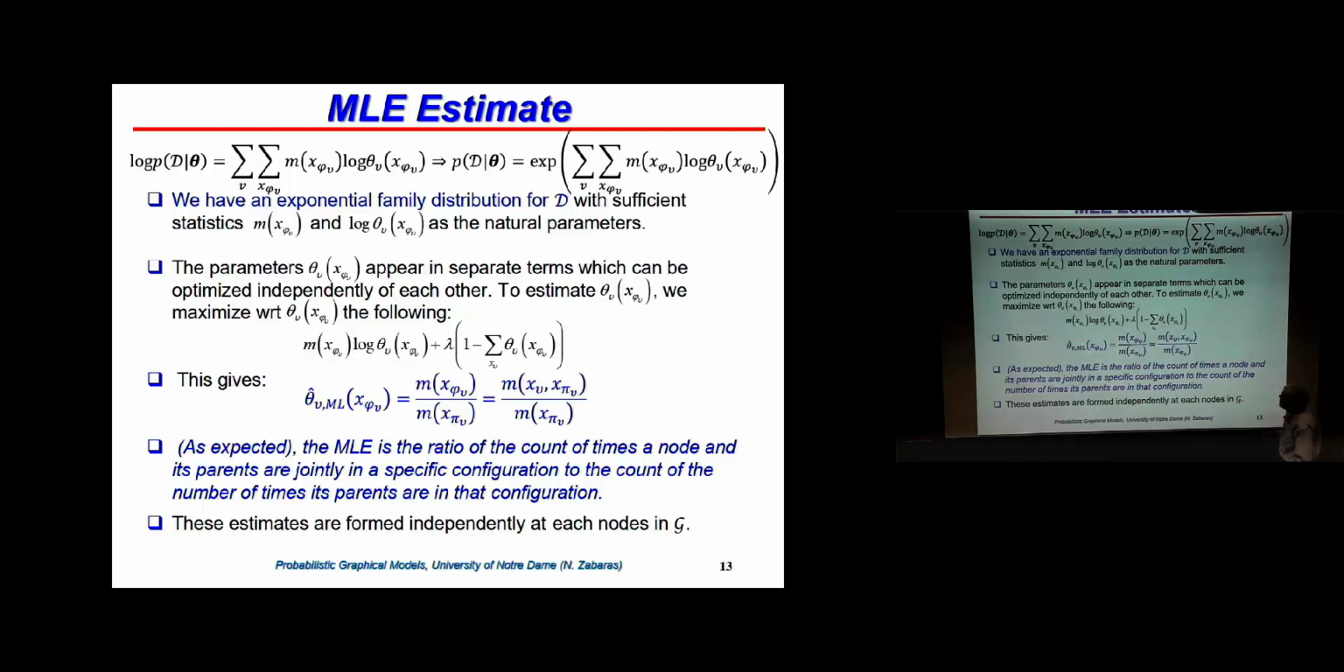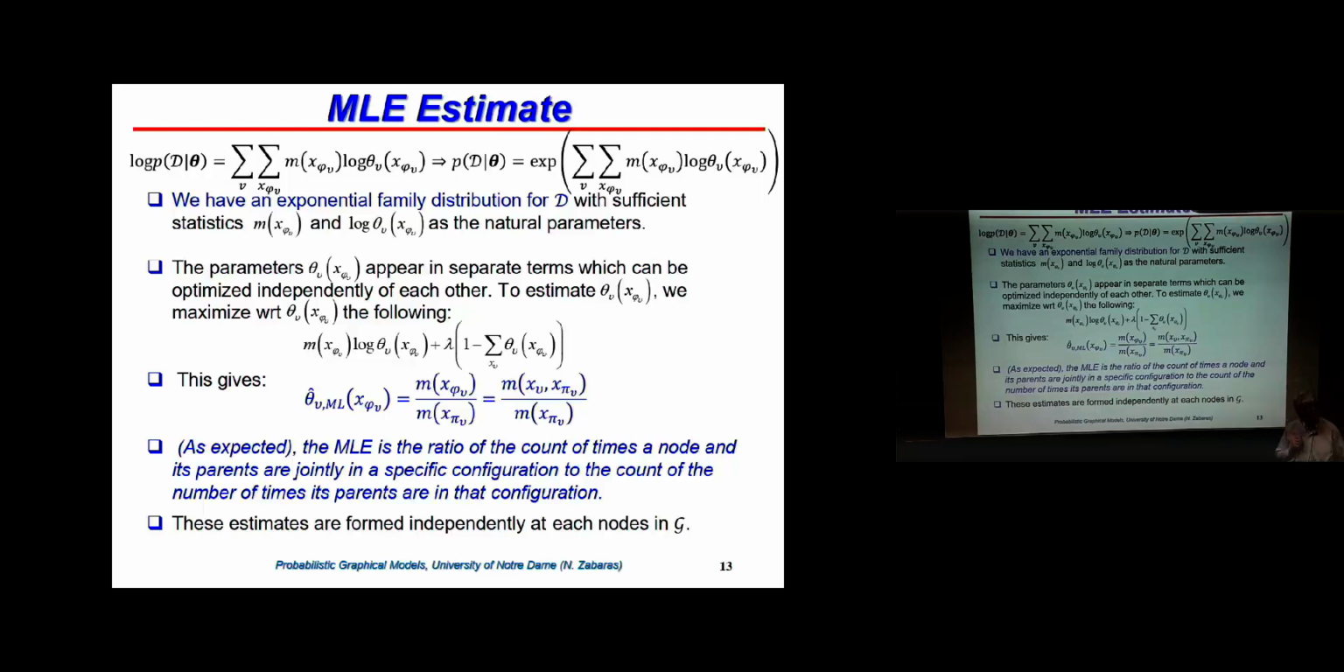It says that the MLE estimate of theta subscript v, and remember, this is the conditional distribution of xv given its parents, so you put some values for xv and some values for the parents, is the partial count of x in the family divided by the partial count of x corresponding to the parents of v.